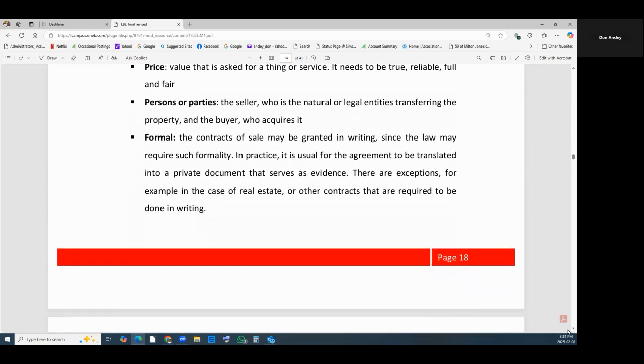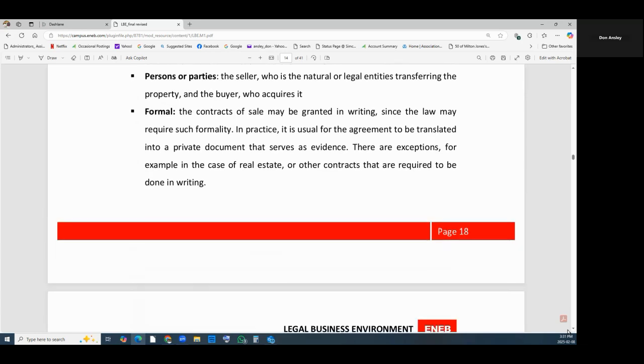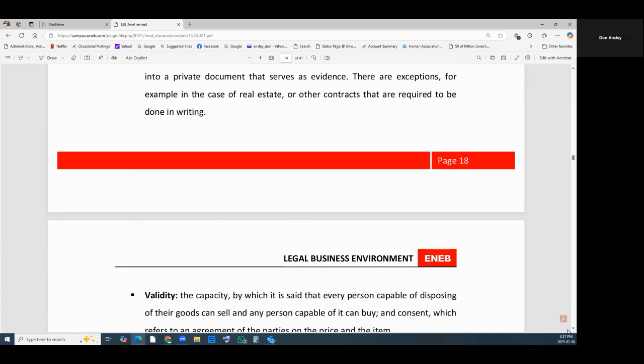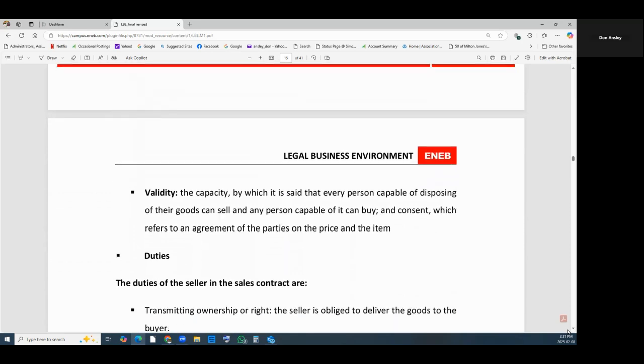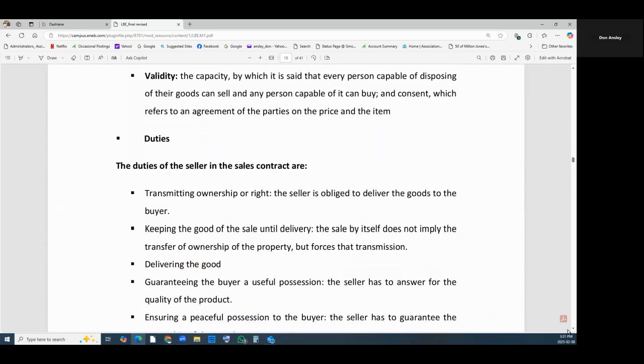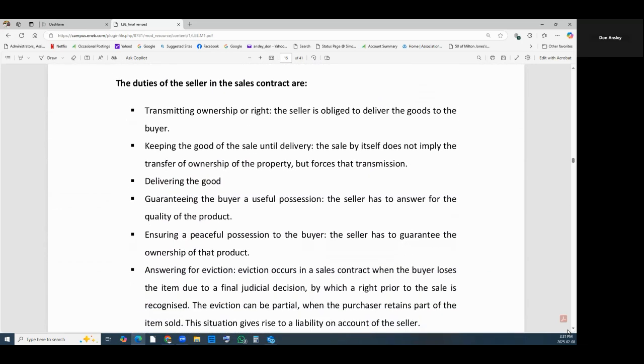The formal. The contract of sale may be granted in writing, since the law may require such formality. In practice, it is usual for the agreement to be translated into a private document that serves as evidence. There are exceptions, for example, in the case of real estate or other contracts that are required to be done in writing. Validity, the capacity by which every person capable of disposing of their goods can sell and any person capable of it can buy, and consent, which refers to an agreement between the parties on the price and the item. The duties of the seller in the contract are as follows.